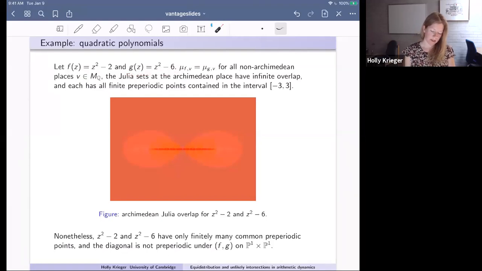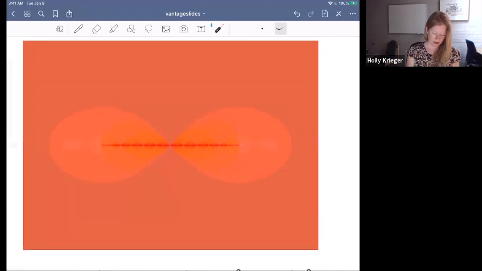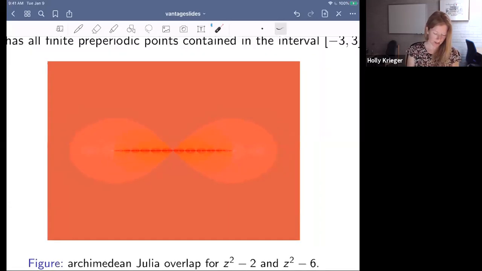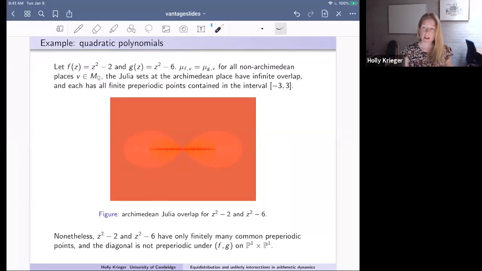Okay, it happens to be the case here that the non-Archimedean measures all coincide. In the Archimedean place, the Julia sets actually have infinite overlap. I tried to draw this here. It's a little hard to see. For z squared minus 2, the Julia set is just an interval from minus 2 to 2. For z squared minus 6, it's a Cantor set that is supported inside of these figure eights. And so the overlap is in fact infinite. But nonetheless, because the measures are not the same, because the Julia sets are not the same, they can have only finitely many common pre-periodic points. And in particular, the diagonal is not pre-periodic under this action of the split map.